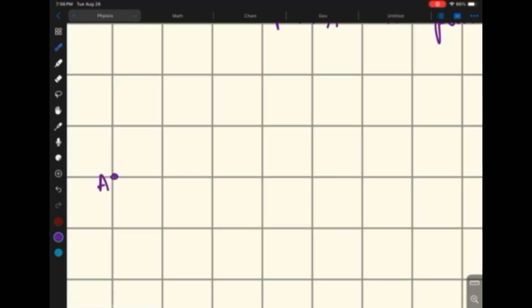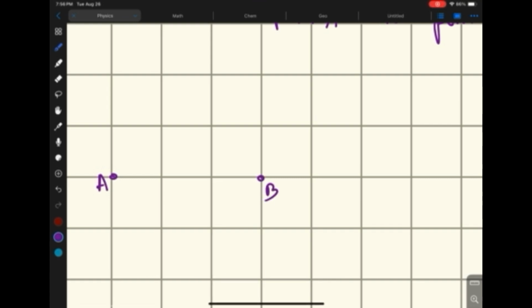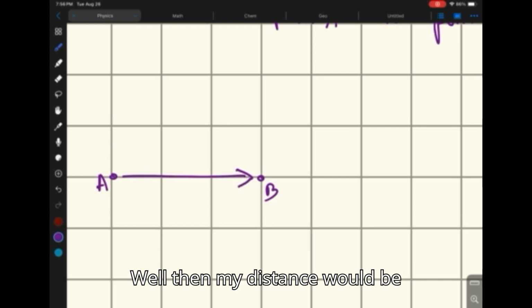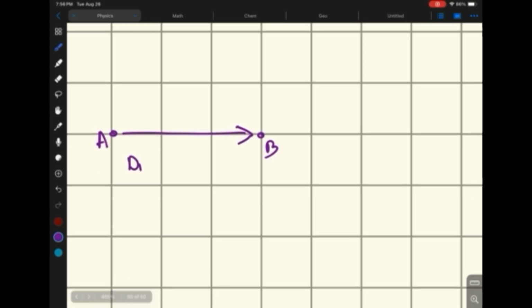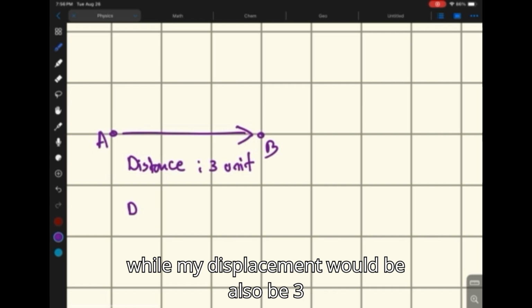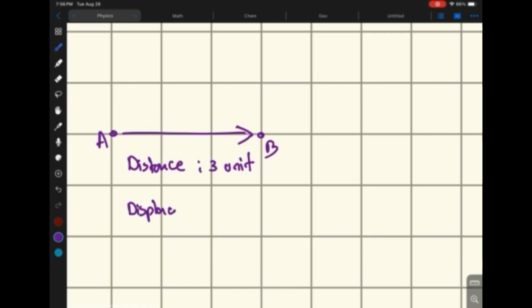Say I have point A over here, and point B over here. Originally I choose to go this way. Well, then my distance would be 3 units, while my displacement would also be 3 units.